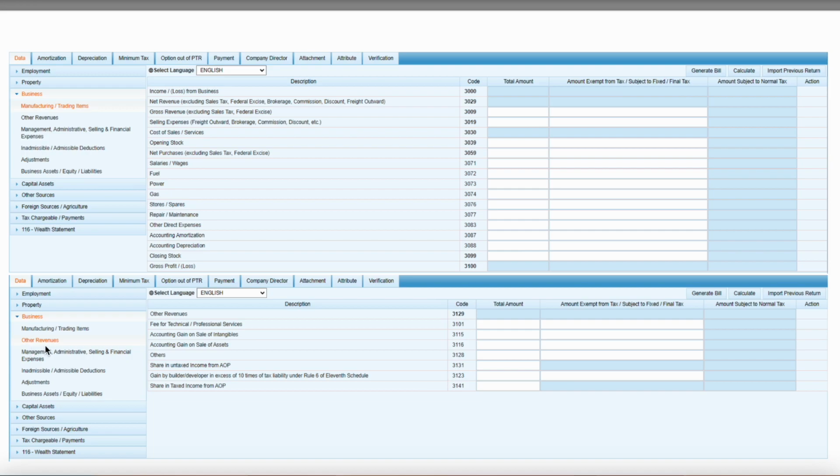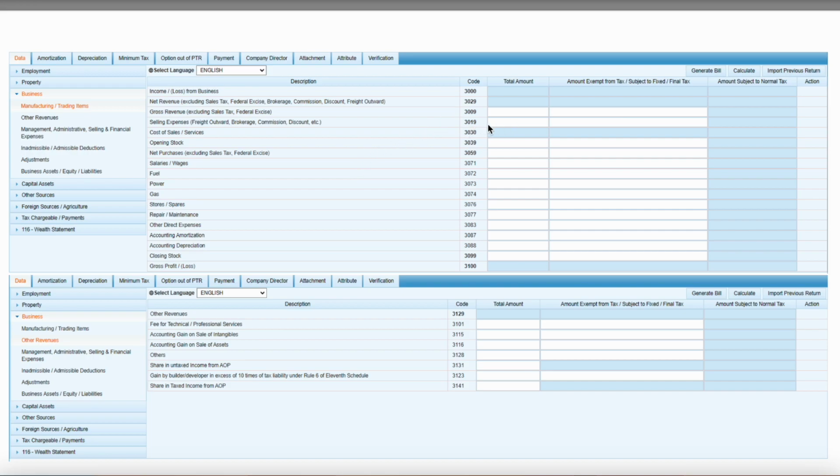As you can see, there are other revenue, then management administration section, admissible deductions, adjustments, the balance sheet, business assets and equity, along with amortization, depreciation, minimum tax, payment, attributes, and attachment section. So for a business return, you have to fill all of these. If you're a full-fledged business doing millions, then you have to fill this normal return. Otherwise, if your turnover is below a certain limit, then you can take special advantage of filing those tax returns.